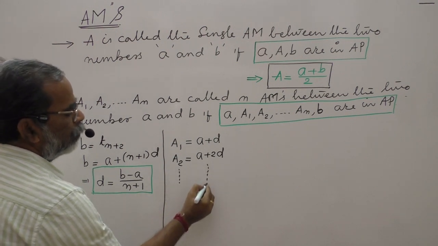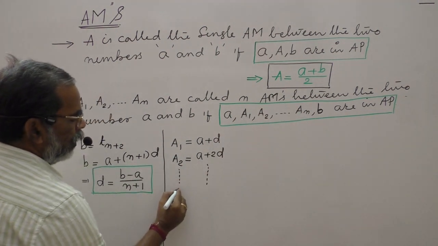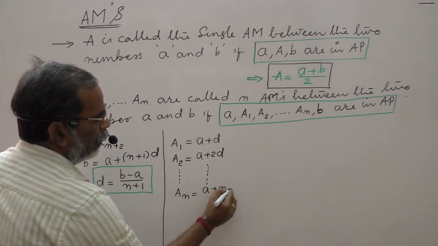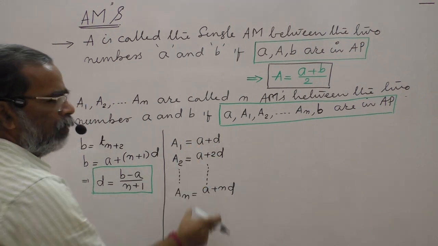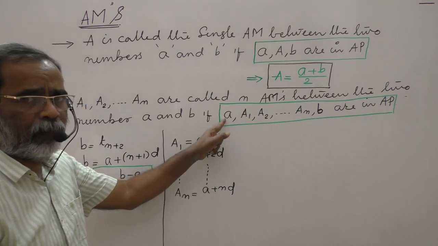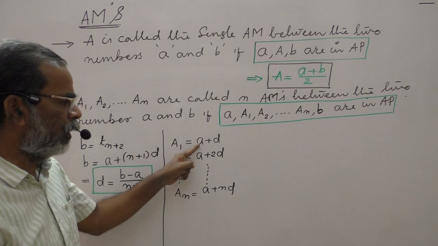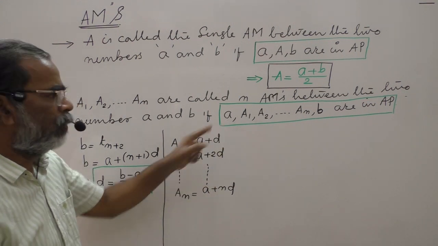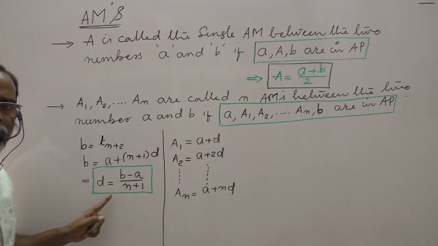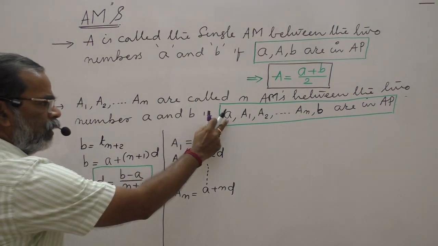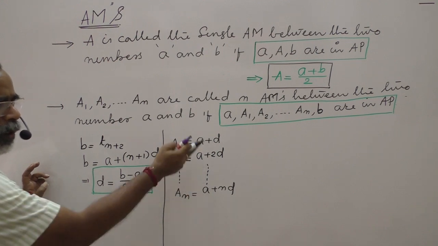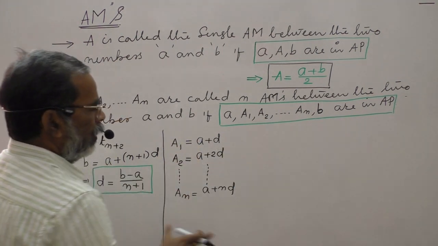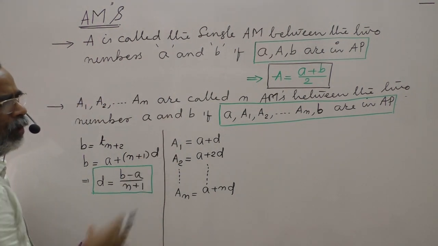You can write up to the nth AM also. So An will be a plus nd. So these can be found because the first term is there. All the AMs are in terms of a and d only. So this is a, the first term. What is d? This is d. So by using this and this, you can find all the AMs. Okay. This is what n AMs between two numbers means.